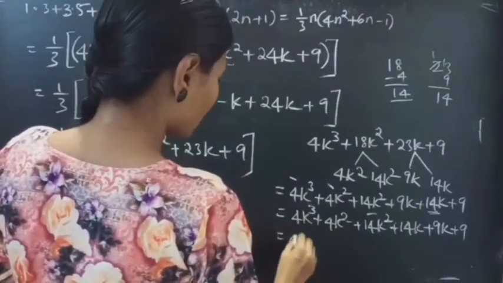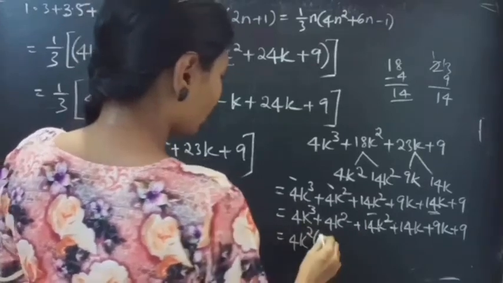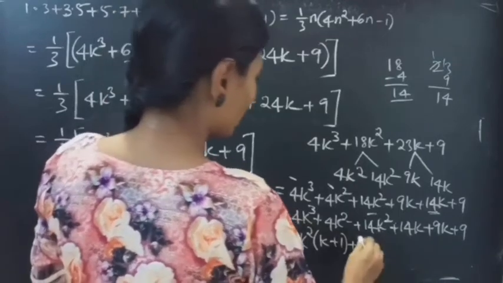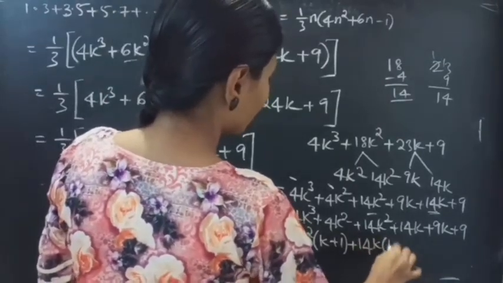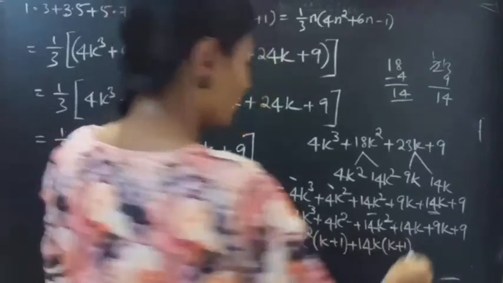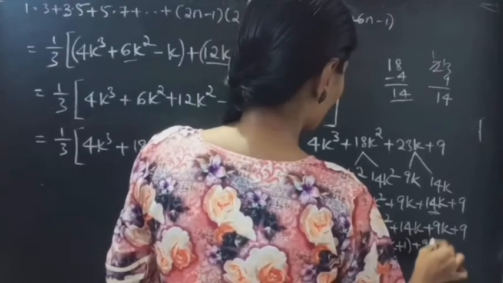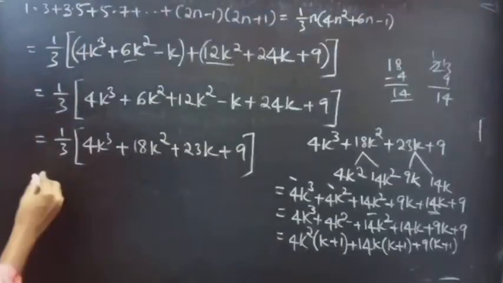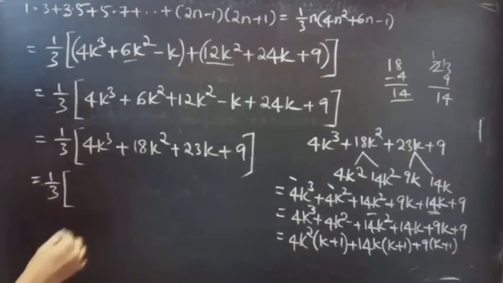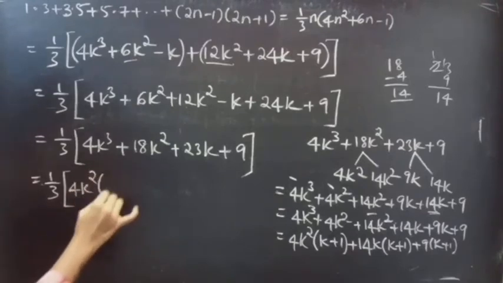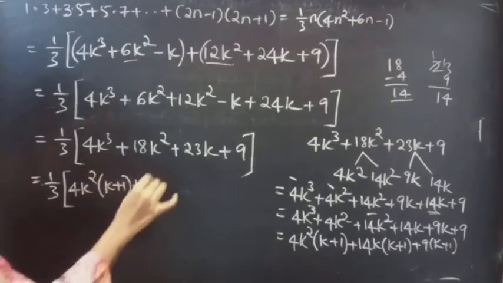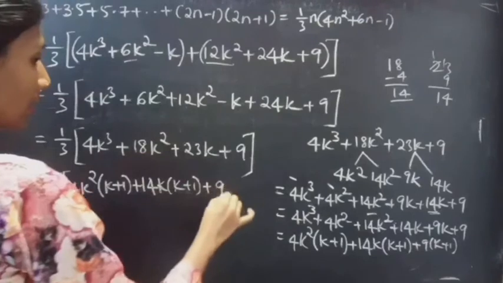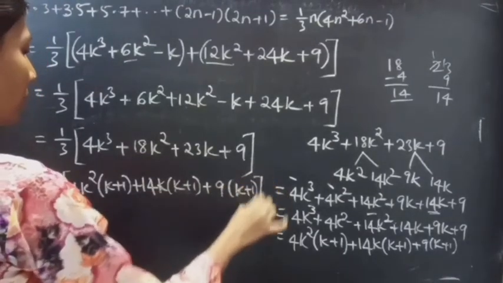So from this you can take 4k square common, then you'll get 4k square into k plus 1, plus, here you're having 14k and 14k square, so take 14k common, then you'll get 14k into k plus 1, plus, here simply take 9 common, you'll get 9 into k plus 1, right? So write this step here, this equals to 1 by 3 into 4k square into k plus 1 plus 14k into k plus 1 plus 9 into k plus 1, right?